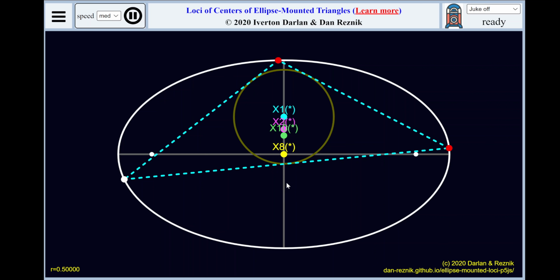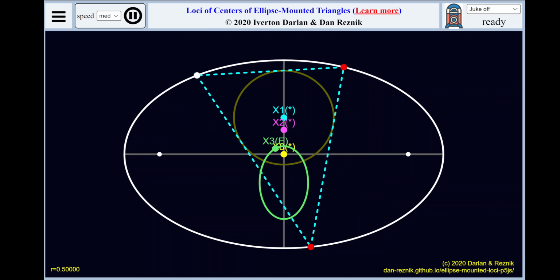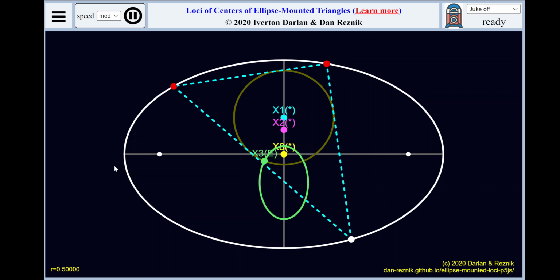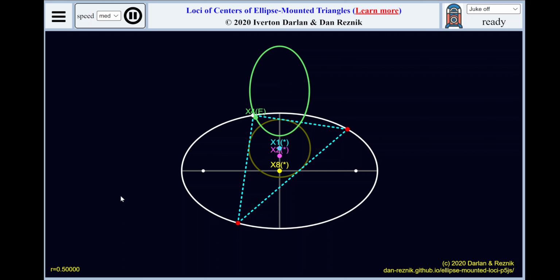What we can do with this tool further is, for example, let's look at some loci. What's the locus of the circumcenter? There it is. The locus of the circumcenter is an ellipse where one of the foci is X8, or the center of the system. How about the locus of the orthocenter? The orthocenter is up here. That could be studied as well. We know that this ellipse is homothetic to the outer one, the white one, or a 90-degree rotated copy of the outer one.